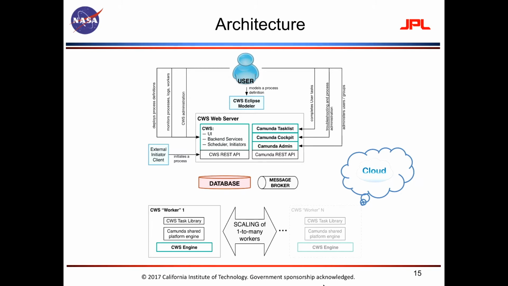And then we have the ability to scale up as many workers as we need to accomplish the job at hand. So we have a concept of a CWS worker that's essentially CWS task code. So we have custom out-of-the-box tasks plus the Camunda shared engine. And all of this can be run on the cloud. So the whole point is we can scale as large as we need to in order to meet the load demand.